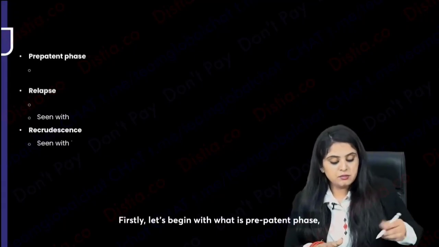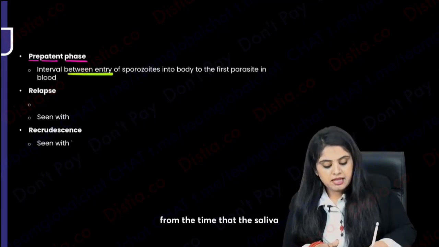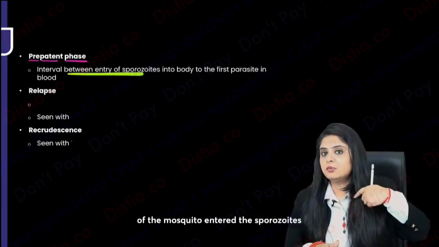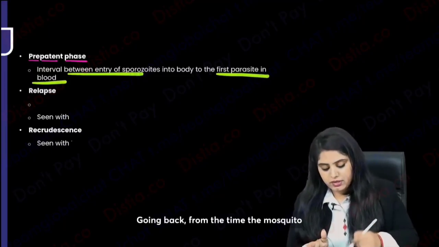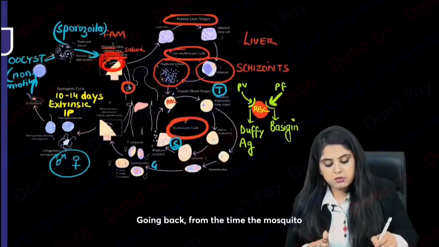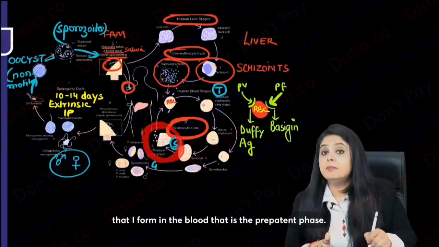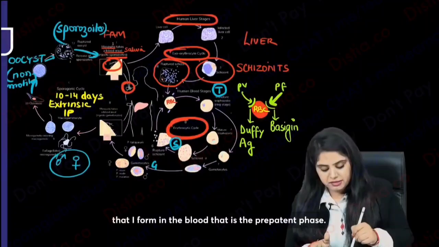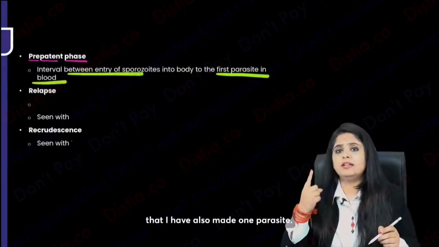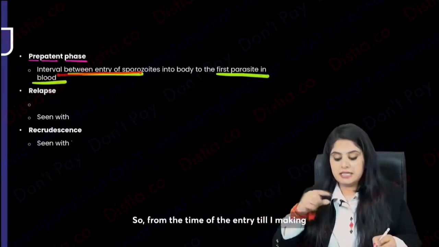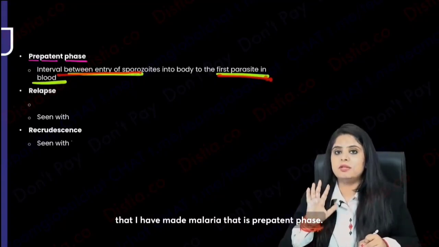So let's begin with what is the pre-patent phase. The definition of pre-patent phase is from the time that the saliva of the mosquito entered the sporozoites into me to the first parasite that I form in the blood. Going back from the time the mosquito gave me a sporozoite to the first parasite that I form in the blood, that is the pre-patent phase. Basically, I am making it patent, putting on my name that yes, I have also made one parasite. So from the time of the entry till I make the first parasite, making it patent that I have made malaria, that is pre-patent phase.